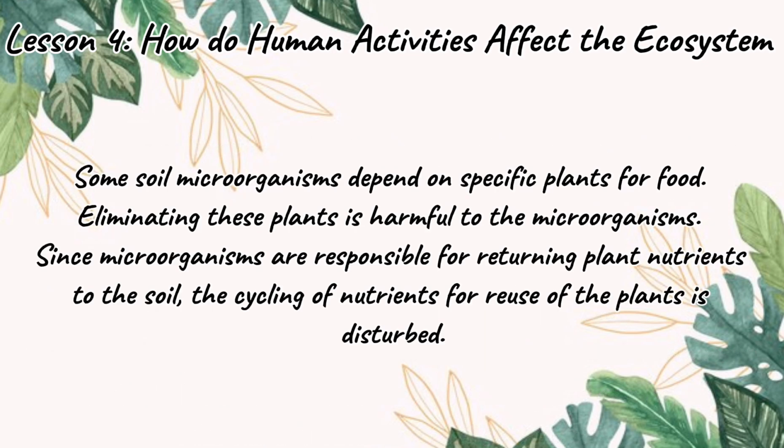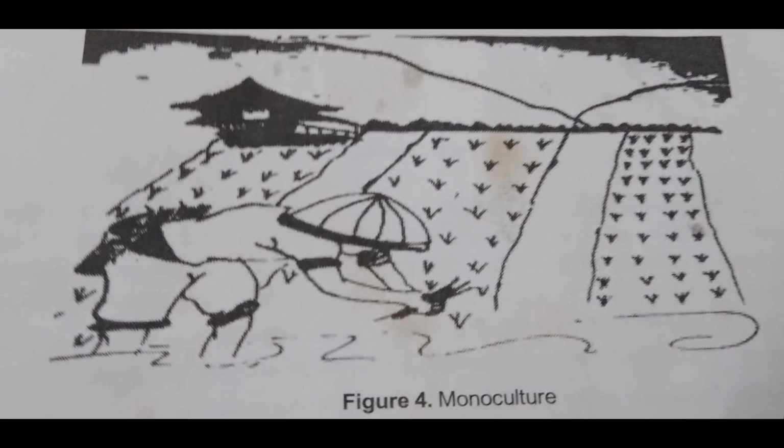Some soil microorganisms depend on specific plants for food. Eliminating these plants is harmful to the microorganisms, since microorganisms are responsible for returning plant nutrients to the soil. The cycling of nutrients for reuse by the plants is disrupted. Look at the illustration on the screen.